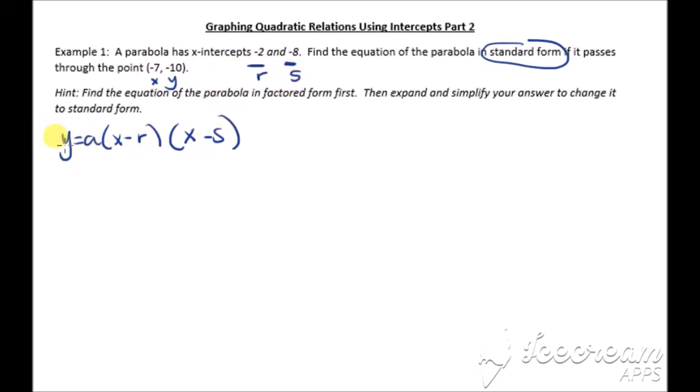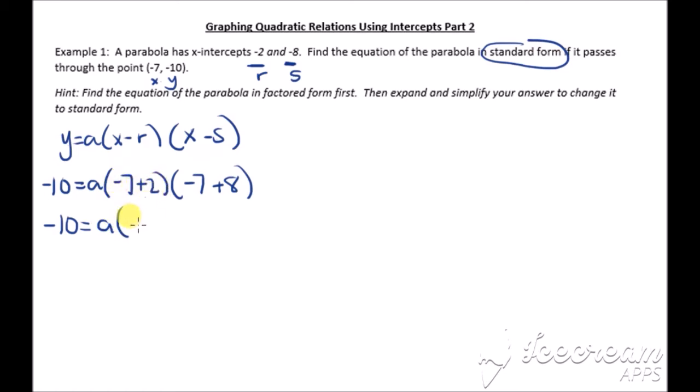The y is negative 10, the x is negative 7, the r is negative 2, so it becomes plus 2, the x is negative 7, and the s is negative 8, so it becomes plus 8. Negative 7 plus 2 is negative 5, negative 7 plus 8 is 1. So we get negative 10 equals negative 5a, and then we just divide out.